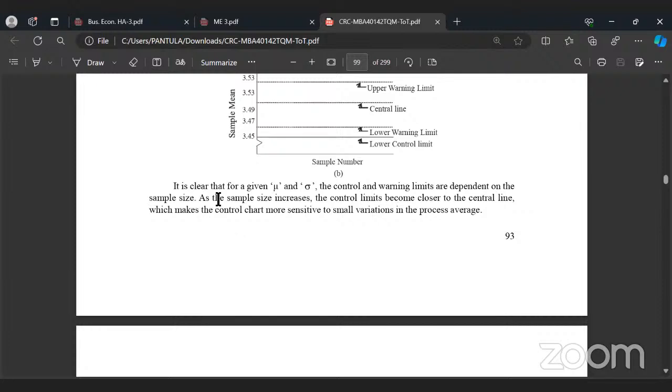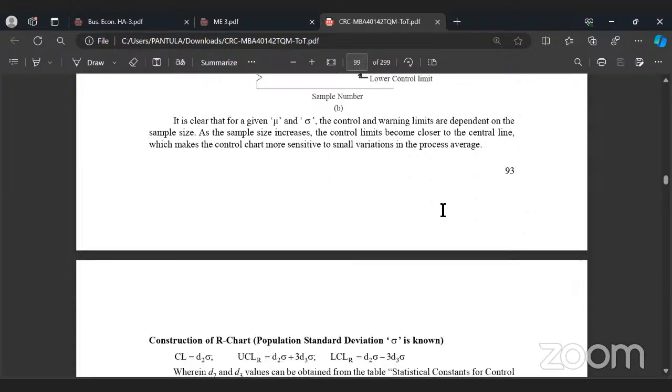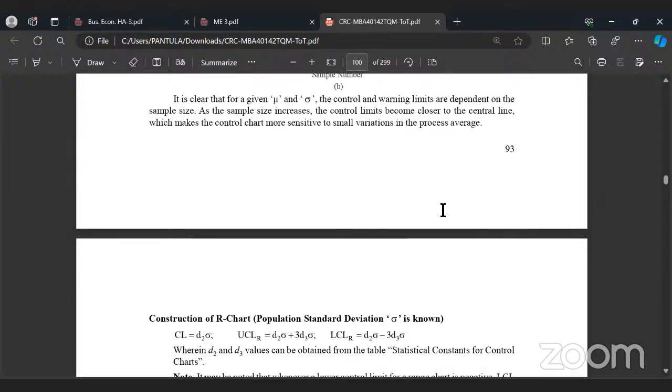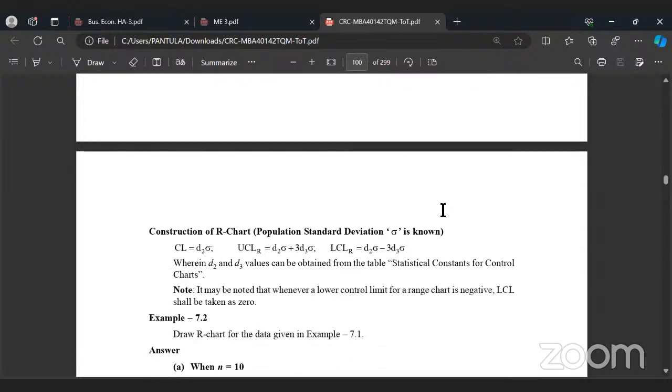Now here, it's clear that mu and the standard deviation are controlled, while the warning limits depend on the sample size. As the sample size increases, the control limits become closer to the central line. It makes the chart more sensitive to small variations in the process average.